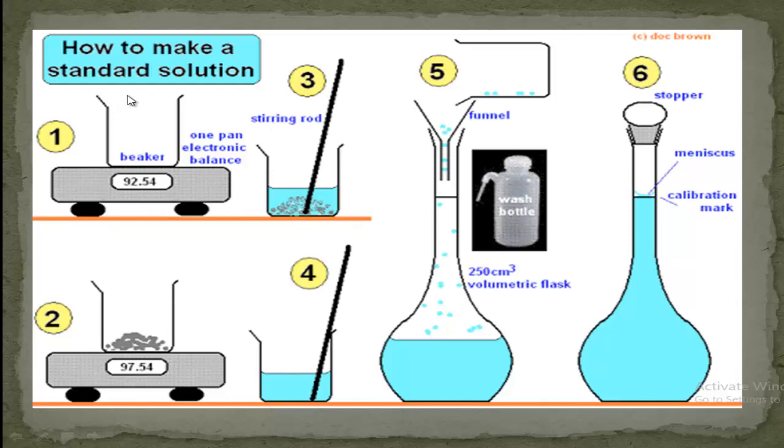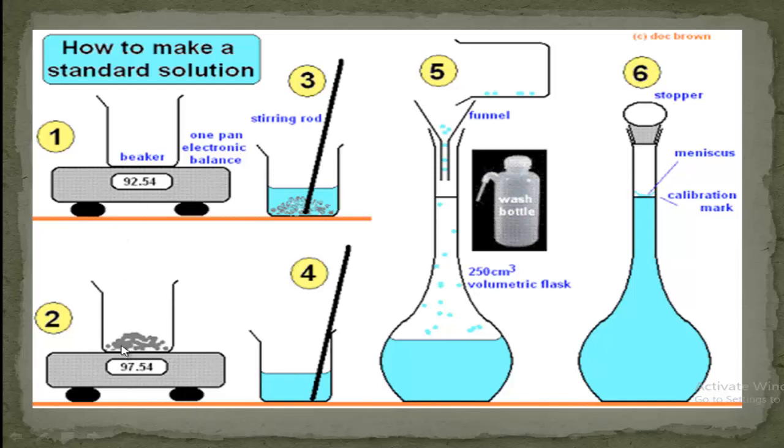At first we will take an empty beaker, or here we can take an empty paper also in case of a solid substance, and we will measure the weight of this empty beaker. Suppose we want 5 grams of solute, so now we will add the solute substance, and because the beaker reads 92.54, if we want to take 5 grams, then the total will be 97.54. So now we have measured 5 grams of solute.